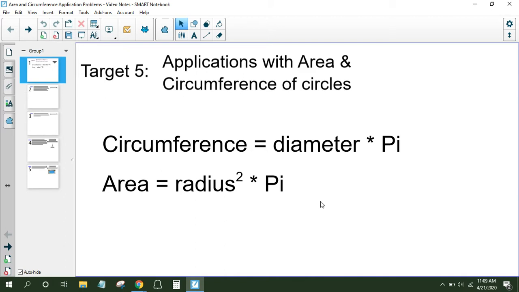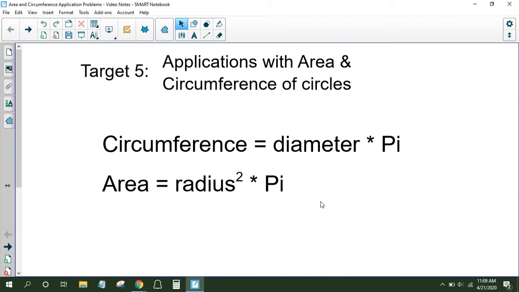In these examples, we are going to be using just the pi symbol itself. We're not going to approximate pi as 3.14. We're just going to keep it as the symbol pi, and you'll see what that means in just a second if you're unclear.